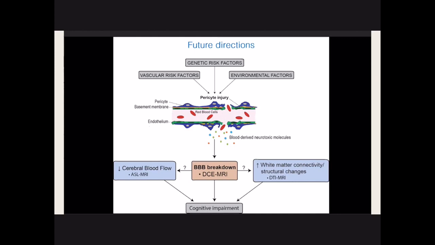Again, you can see here where the pericyte is located. There are different risk factors such as vascular risk factors, genetic risk factors, and environmental risk factors, which will lead to a compromise in the blood-brain barrier, which then allows the entry of toxins and perhaps infectious agents into the brain, which then are triggering the response of the amyloid protein. Next slide.